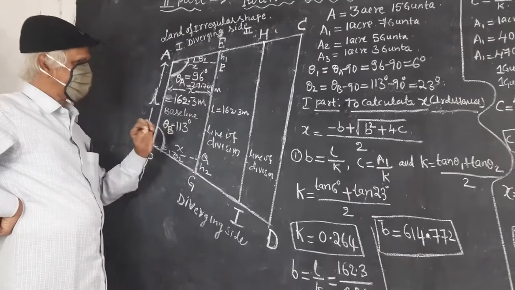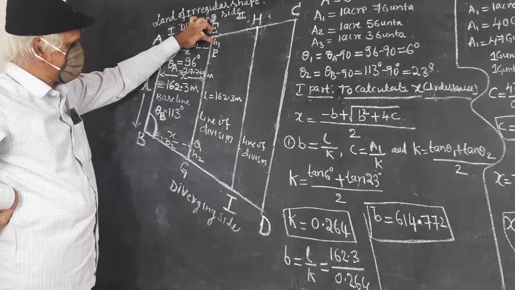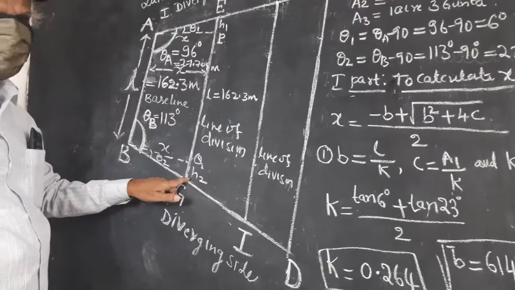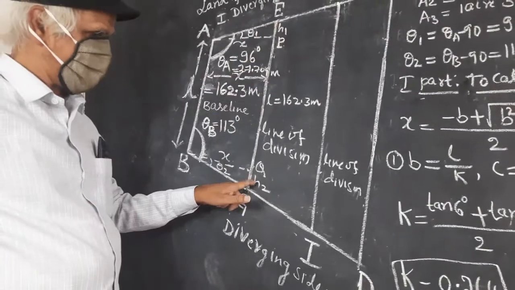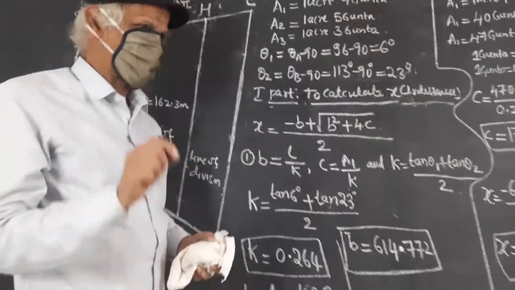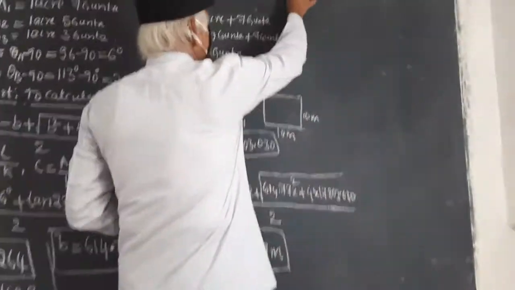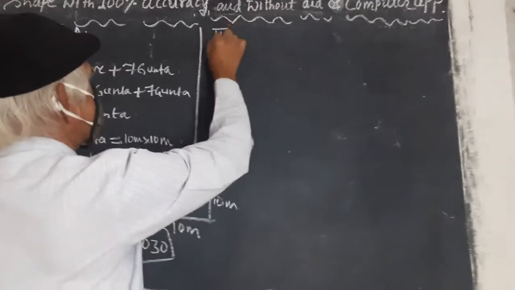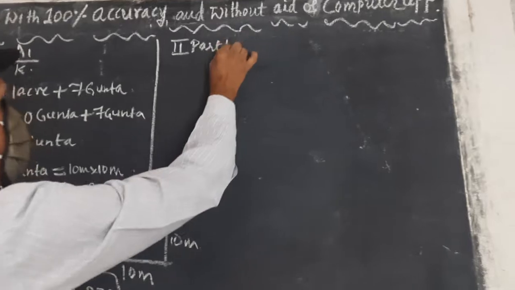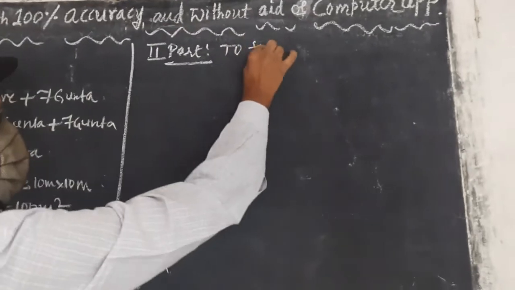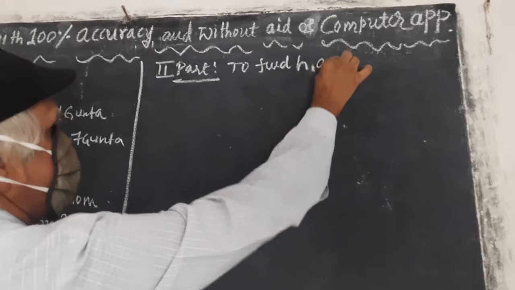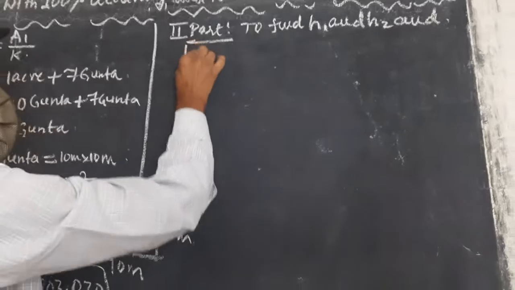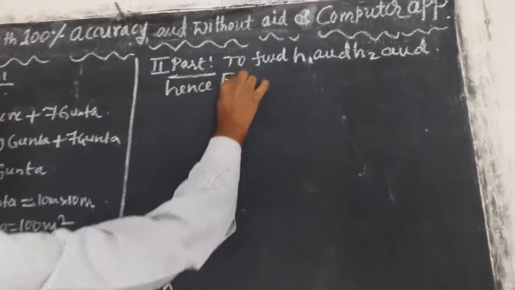It is clear here, EG is the sum of H1, L and H2. Now we are required to find H1 and H2. So our next part, that is our second part, is to find H1 and H2 and hence EG.